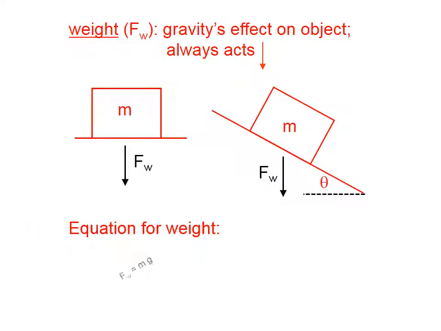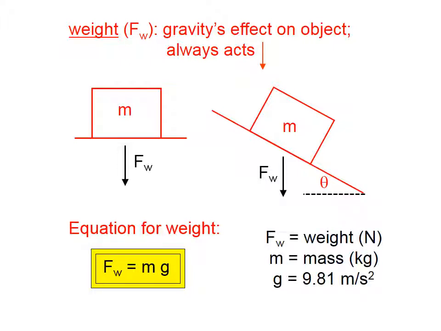The equation for weight is a very simple one. It's m times g, where Fw is the weight in newtons. Newtons is the standard unit for force in the SI system. M is the mass in kilograms, and g is the acceleration due to gravity, typically on Earth. That's going to be 9.81 meters per second squared.